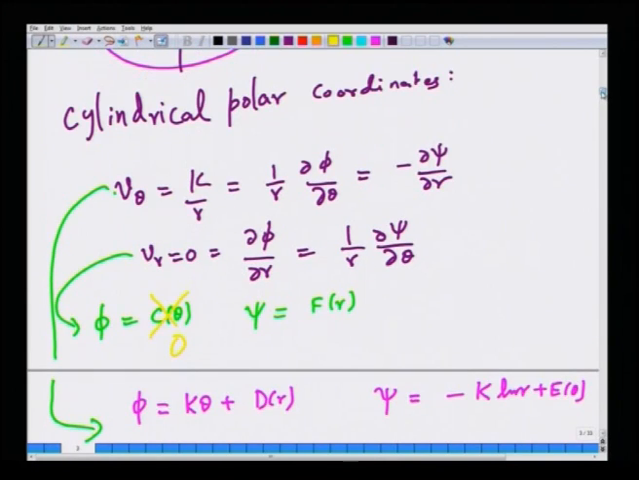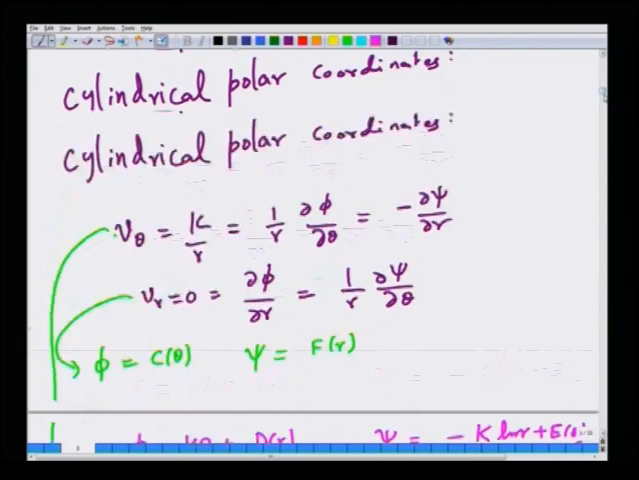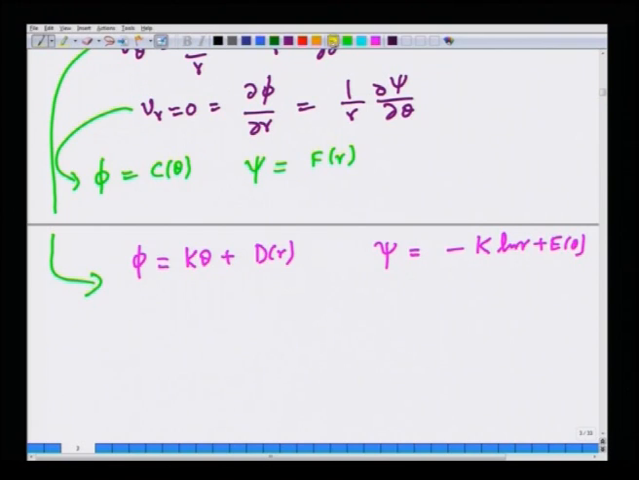So, let me see, sorry. Okay. So, phi is a function only of theta. So, this constant is identically 0, I am sorry. Likewise, since psi is a function only of r, this constant is 0. So, ultimately we get phi is k theta, psi is minus k ln r.